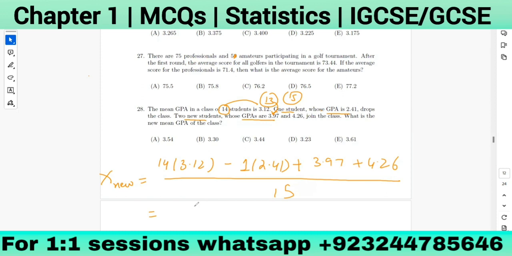3.3. 3.30 means option B is the correct answer. So in this way, you can do these questions in a good way. Did you understand this one? Yeah.